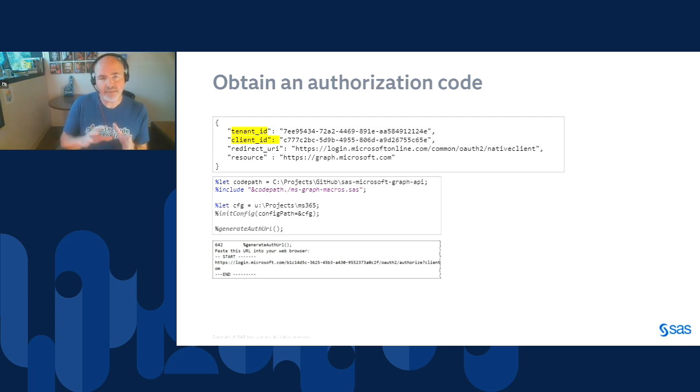So once I have my information about my tenant ID and my client ID, I'm going to create this as a piece of information that I'm going to store into a configuration file, and then I'm going to use these SAS macros that I've developed to read that information in and start to get my access code.